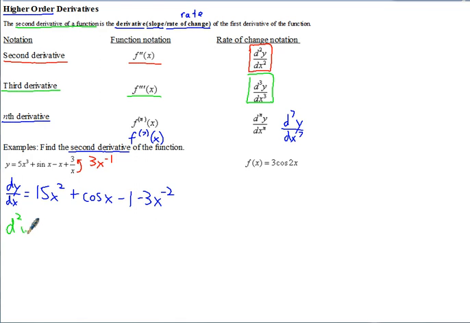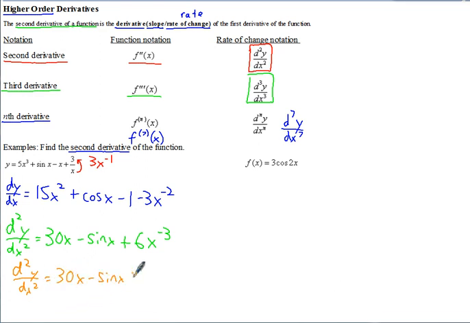So the second derivative in this notation will be written like this, d squared y dx squared. The derivative of 15x squared is 30x. The derivative of cosine x is negative sine x. The derivative of negative 1, the constant by itself, is 0. And the derivative of negative 3x to the negative 2 using the power rule: negative 2 times negative 3 is positive 6, and then reduce the exponent by 1, so x to the negative 3. Now, since this is our objective, let's go ahead and simplify the last term. So the second derivative would be 30x minus sine x plus 6 over x cubed.